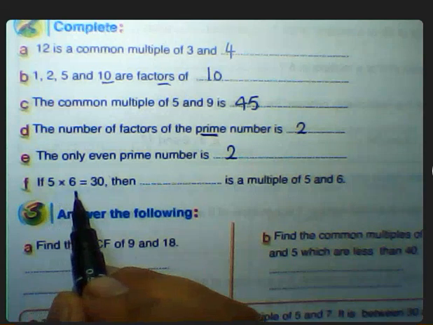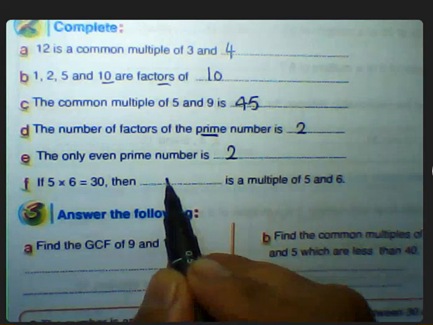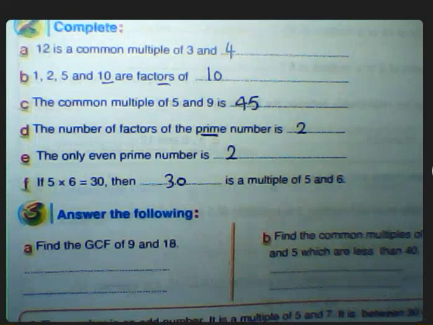If 5 times 6 equals 30, then space is a multiple of 5 and 6. 30 is a multiple of 5 and 6.